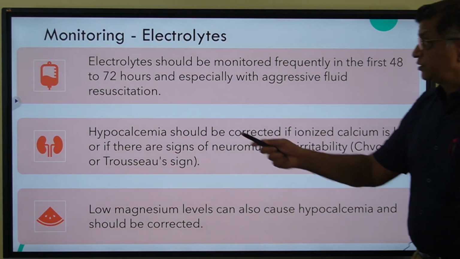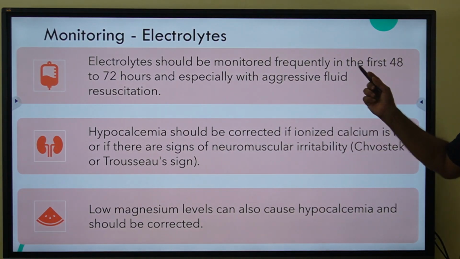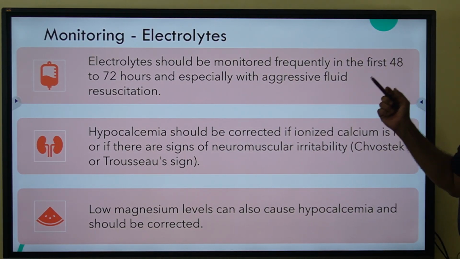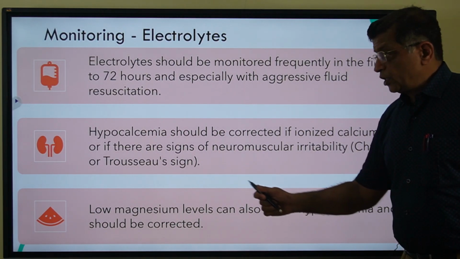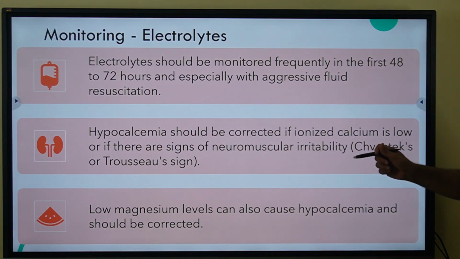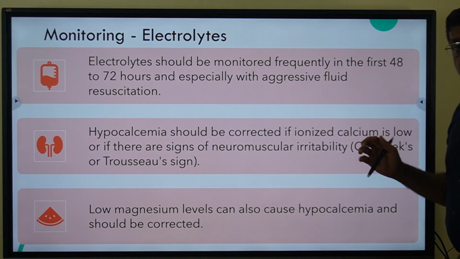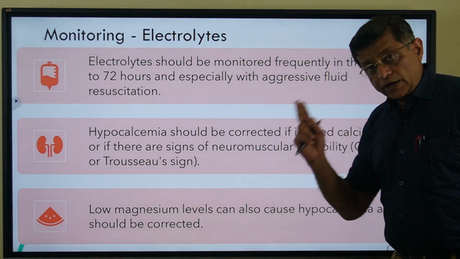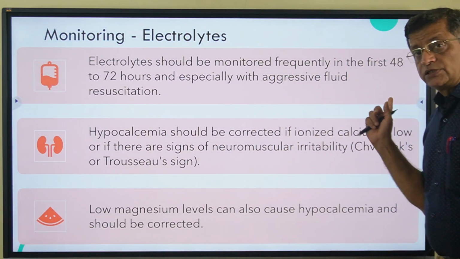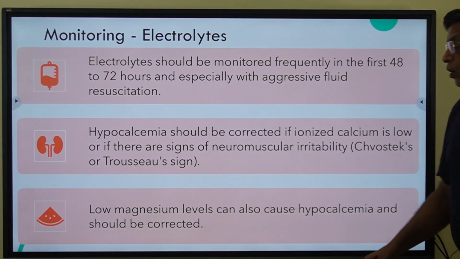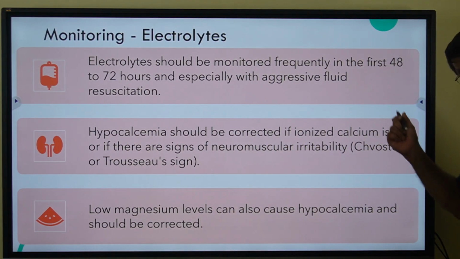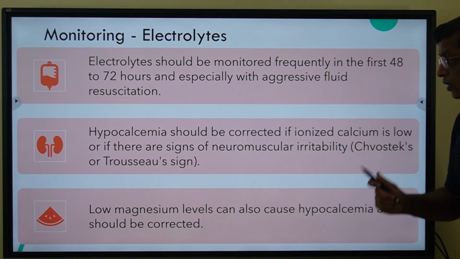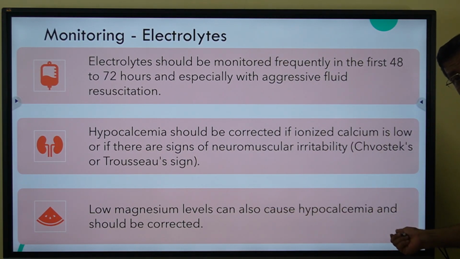Also monitor electrolytes. Electrolytes should be monitored frequently in the first 48 to 72 hours, especially during aggressive fluid resuscitation. Apart from sodium and potassium, hypocalcemia should be corrected if ionized calcium is low. You have to get serum calcium as well as ionized serum calcium, and if the ionized serum calcium is low, you have to correct. Or if there are clinical signs of neuromuscular irritability like Chvostek's or Trousseau's signs, then correct calcium. Low magnesium levels can also cause hypocalcemia and they should be appropriately corrected.